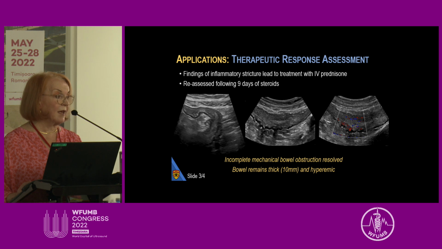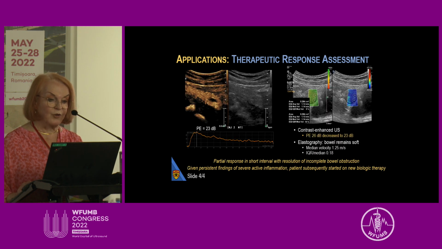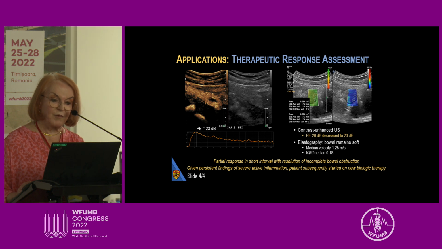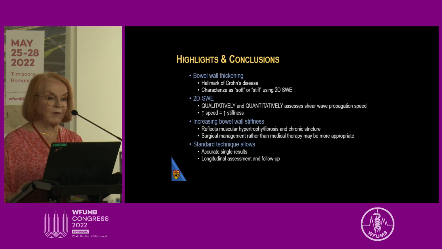And so this patient was placed on steroids and comes back just after 9 days of intravenous steroid. You can see that his tight stricture and loop of bowel has let up considerably. So incomplete bowel obstruction has resolved. There's no pre-stenotic dilatation remaining, and the bowel remains thick and hyperemic. And when we actually do our measurements again, we can see that the peak enhancement has decreased from 26 decibels to 23, but the elastography remains soft, treatable bowel with medical therapy. So this is something that we like very much.